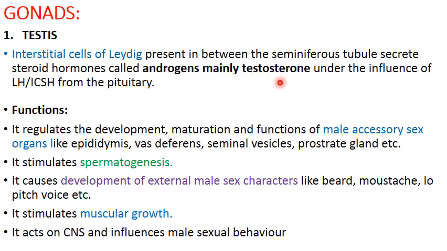And which hormone from the anterior pituitary is going to influence the interstitial cells of Leydig to produce their secretion? It will be LH, that is luteinizing hormone, or ICSH. In males LH is also called ICSH. Why? I stands for interstitial, C for cells stimulating hormone from the anterior pituitary.